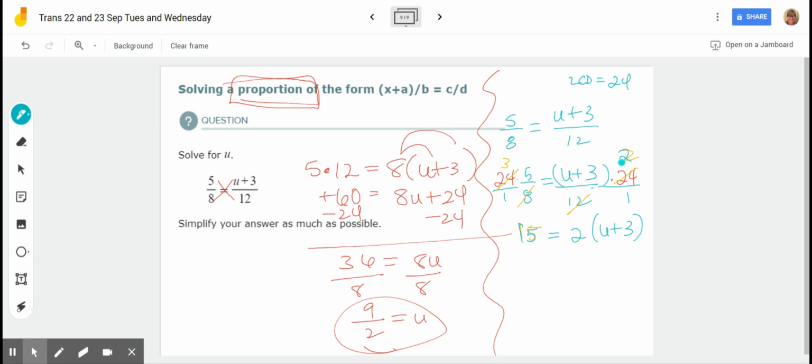Remember, multiplication is commutative. I could also distribute from this direction, but I switched it around because I like doing left to right distribution. 15 equals 2u plus 6. Subtract 6, and you get 9 equals 2u. U is equal to 9 halves once you divide by 2. By the way, if you are advanced enough to not show work, you are welcome to do it. If you have trouble organizing signs and you lose things like negatives, show your work.